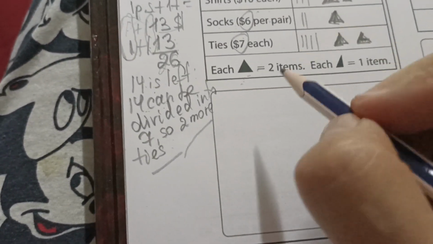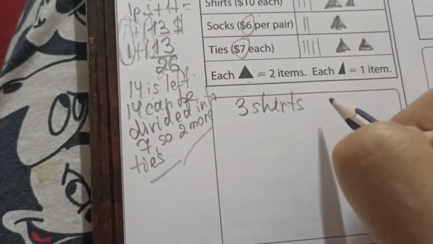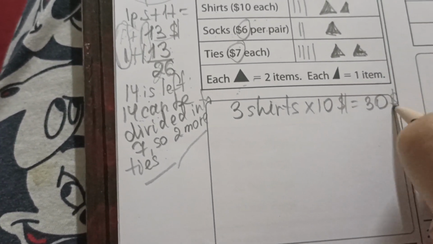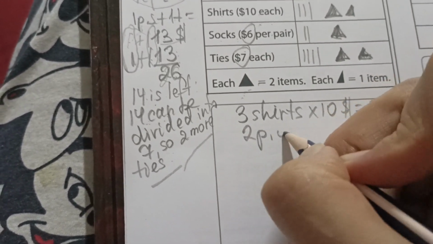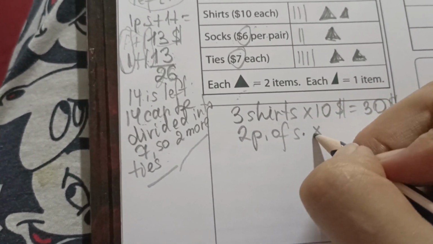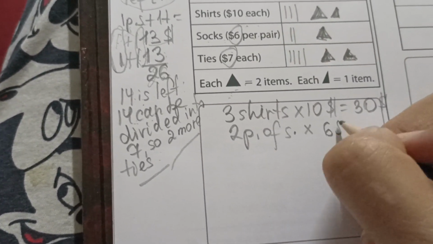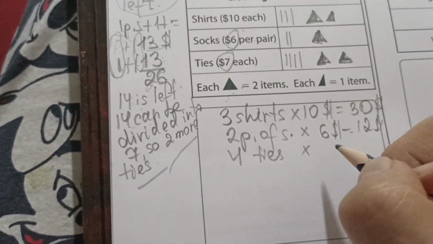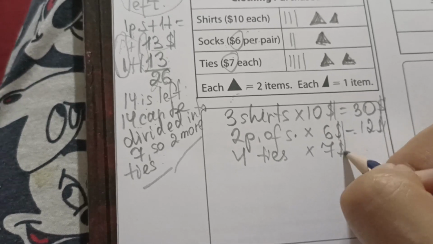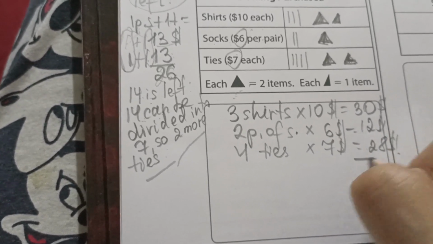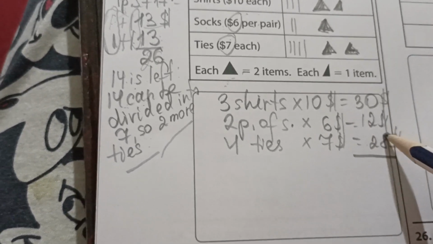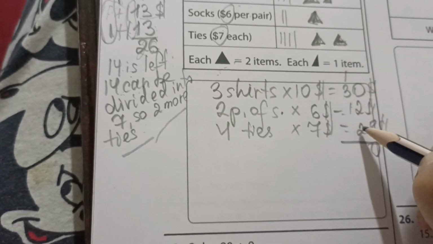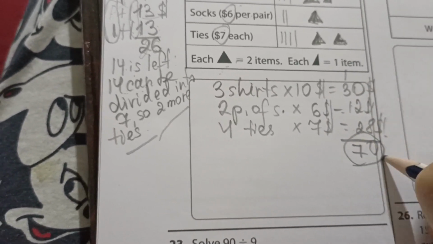And here I explain that 3 shirts by $10 equals $30. Then 2 pairs of socks by $6 is going to be 12. And 4 ties by $7 going to be $28. Now let's count together. 2 and 8, 10, 1 over. 1 and 3, 4, and 1, 5, 2, 7. Do we have 70? Yes, we have $70.